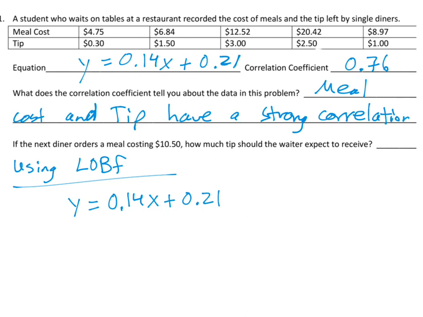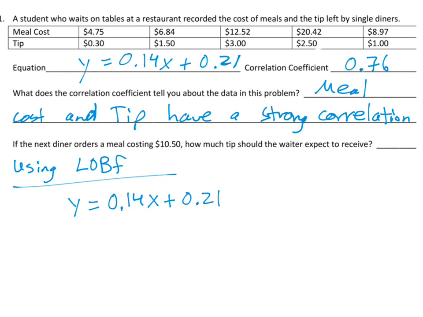Correlation. I should spell right. And that's all you need to put, like, the two variables there, right, meal cost and tip, have a strong correlation, which would mean that generally as the meal cost goes up, the tip also goes up. And that's a general trend.